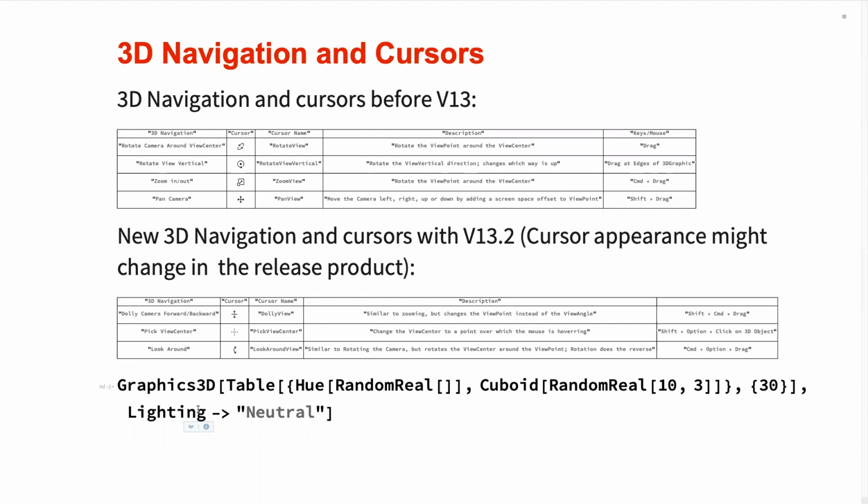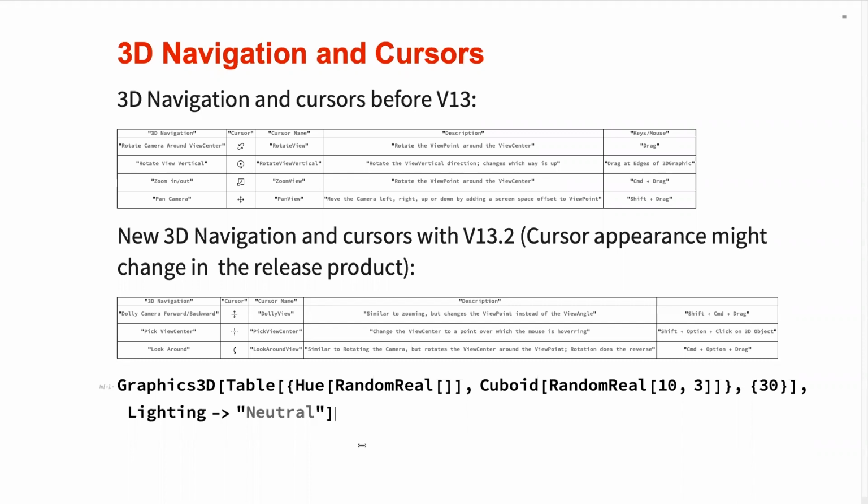You can also pick an object as the view center, so that it can rotate around that object. And you can also have a look around. What look around does is a little bit similar to rotation. Rotation rotates the viewpoint around the view center, but look around does the opposite. It rotates the view center around the viewpoint for just looking around.